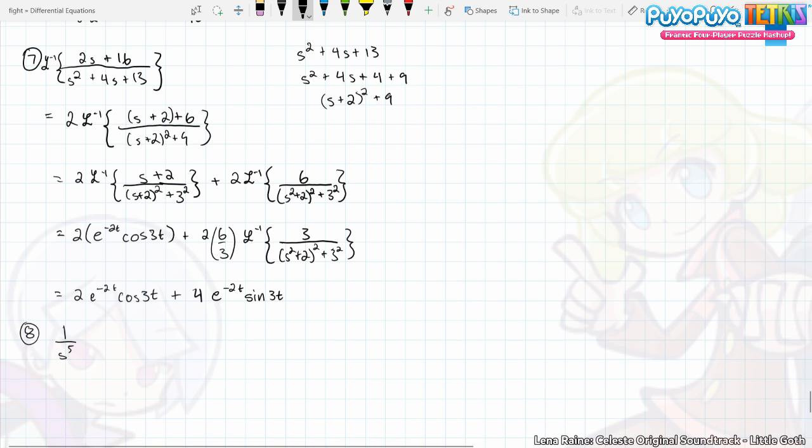S to the 5. So that was T to the 4 normally. Which was what? 4 factorial, 4, 3, 24. Right? So that's 1 over 24. Okay.